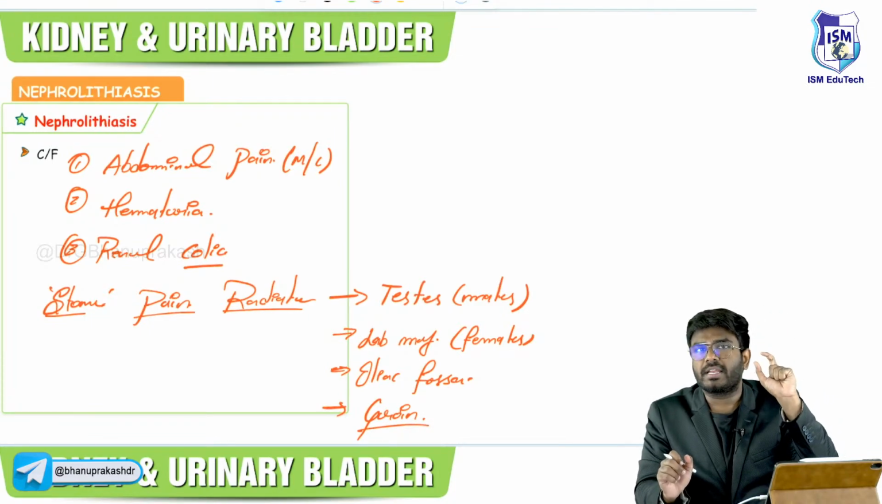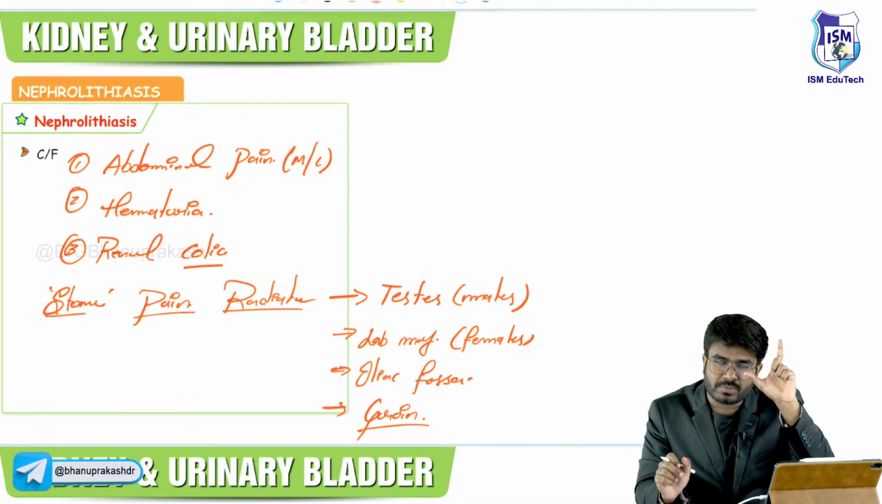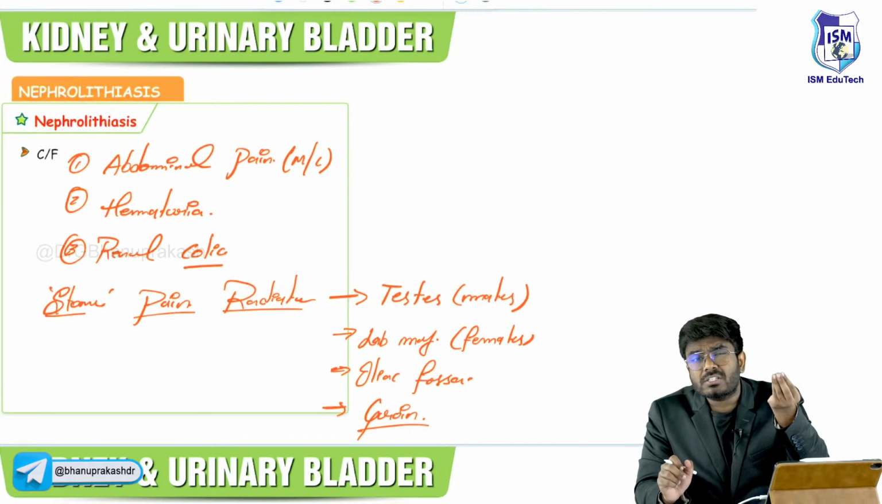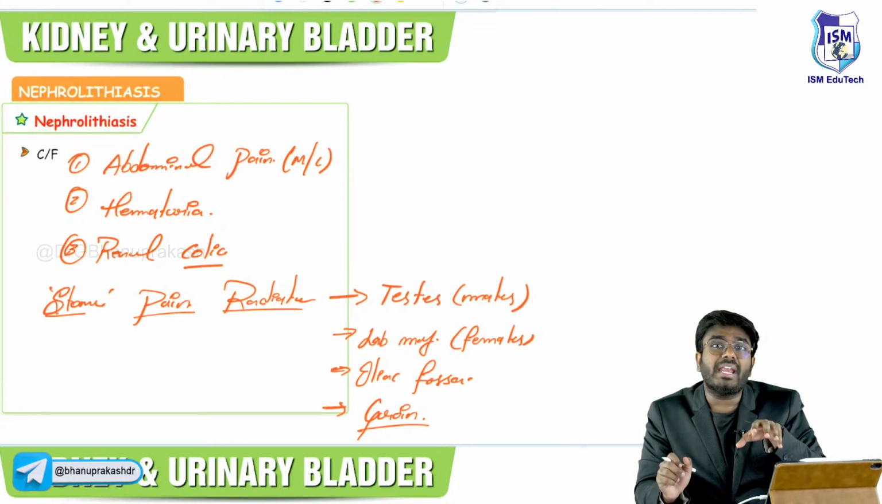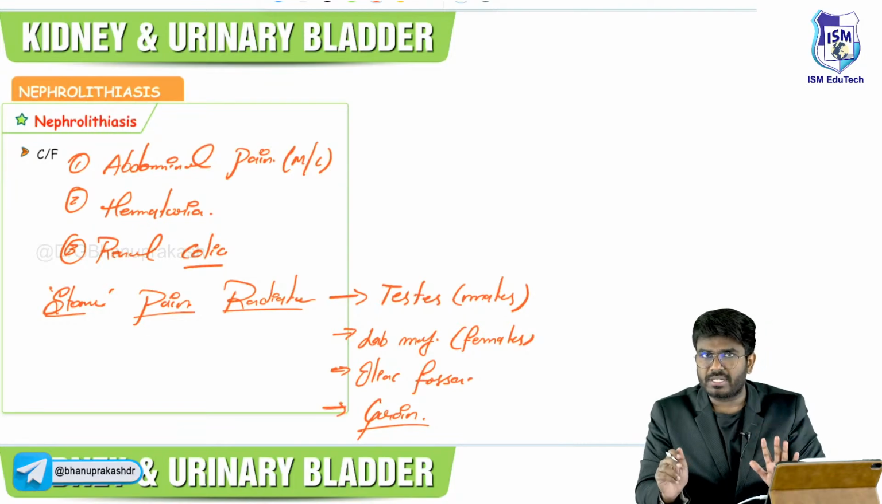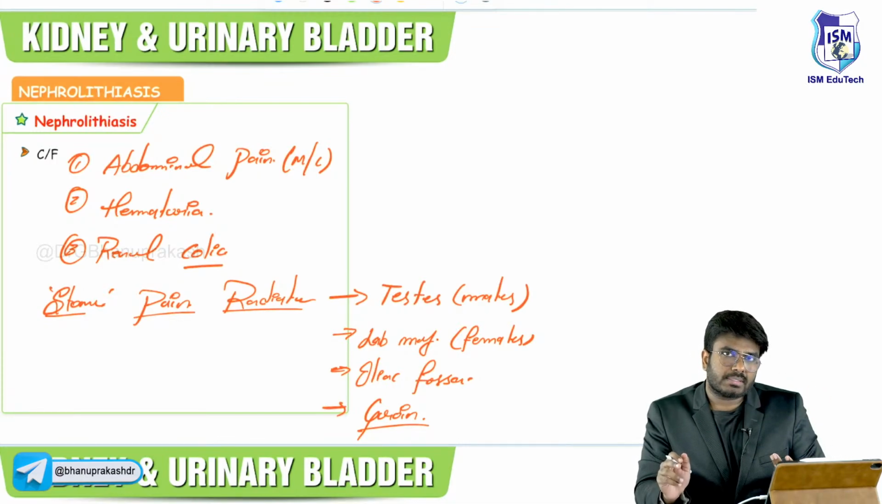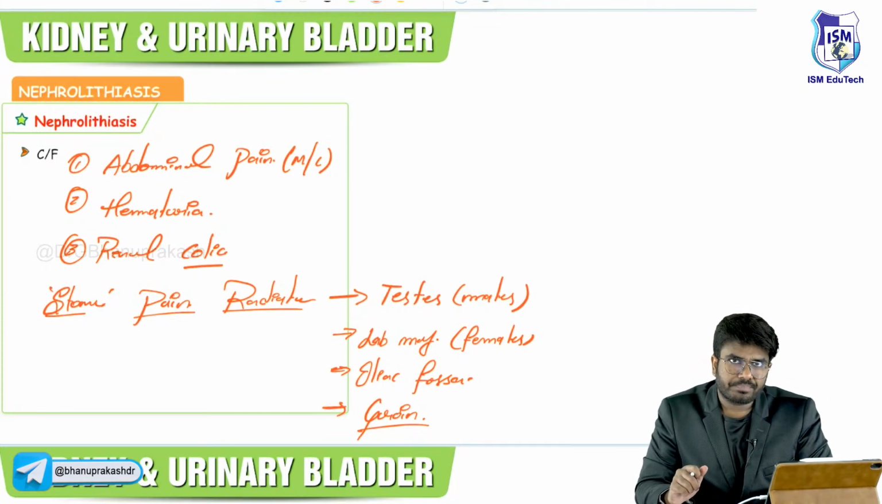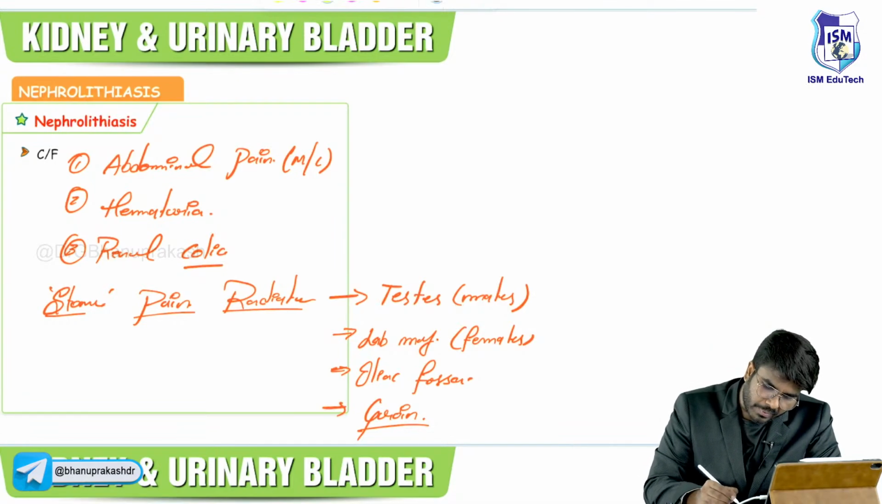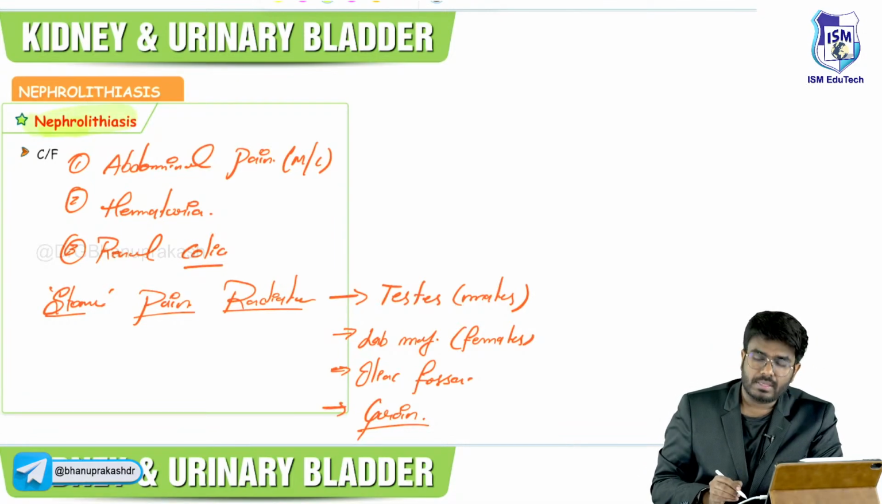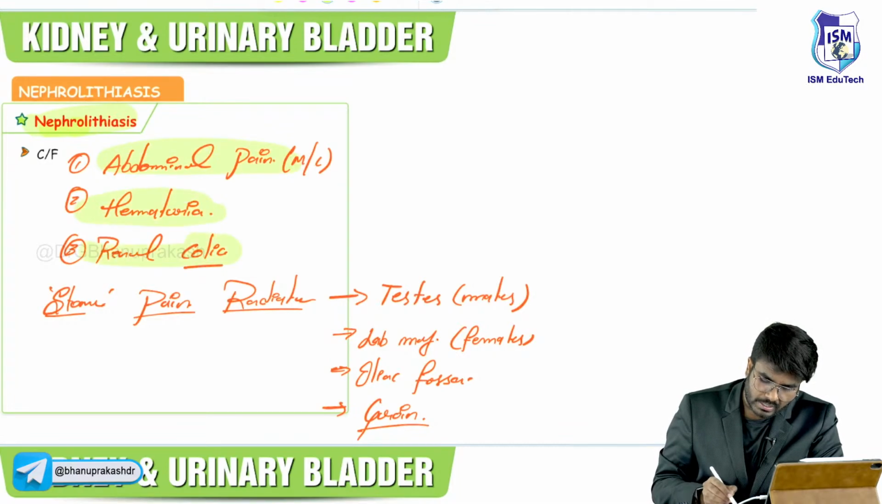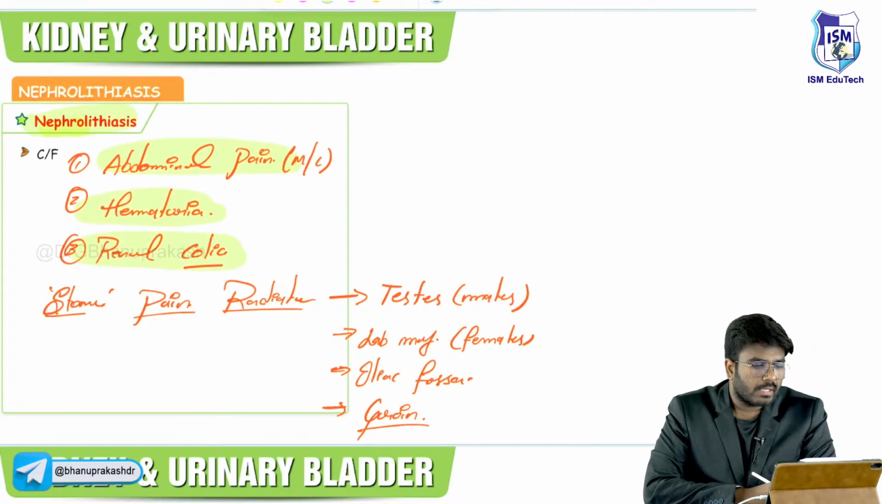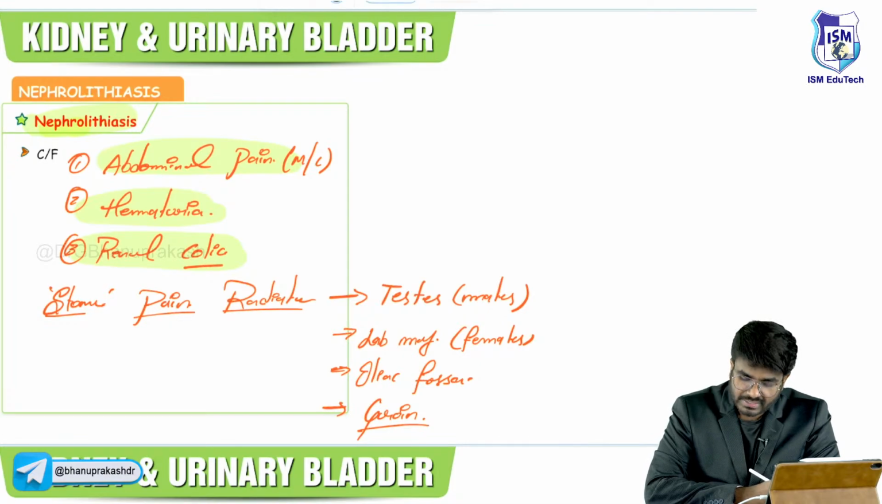Whether the stone is present in the renal pelvis, in the proximal ureter, the middle of the ureter, or at the end of the ureter, depending on the place, the pain radiation can be different. That you can study in your medicine. So the important points are that a patient who is having nephrolithiasis can have abdominal pain, hematuria, renal colic. After this, let's discuss the types of stones.